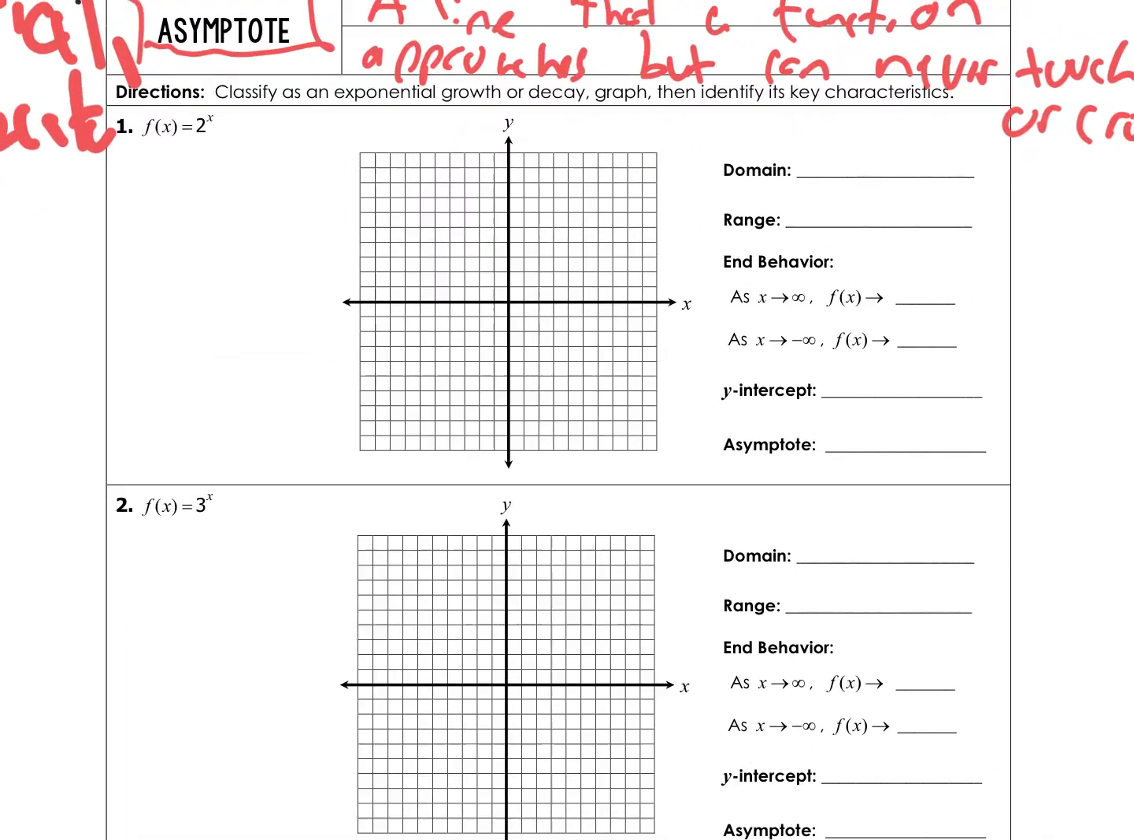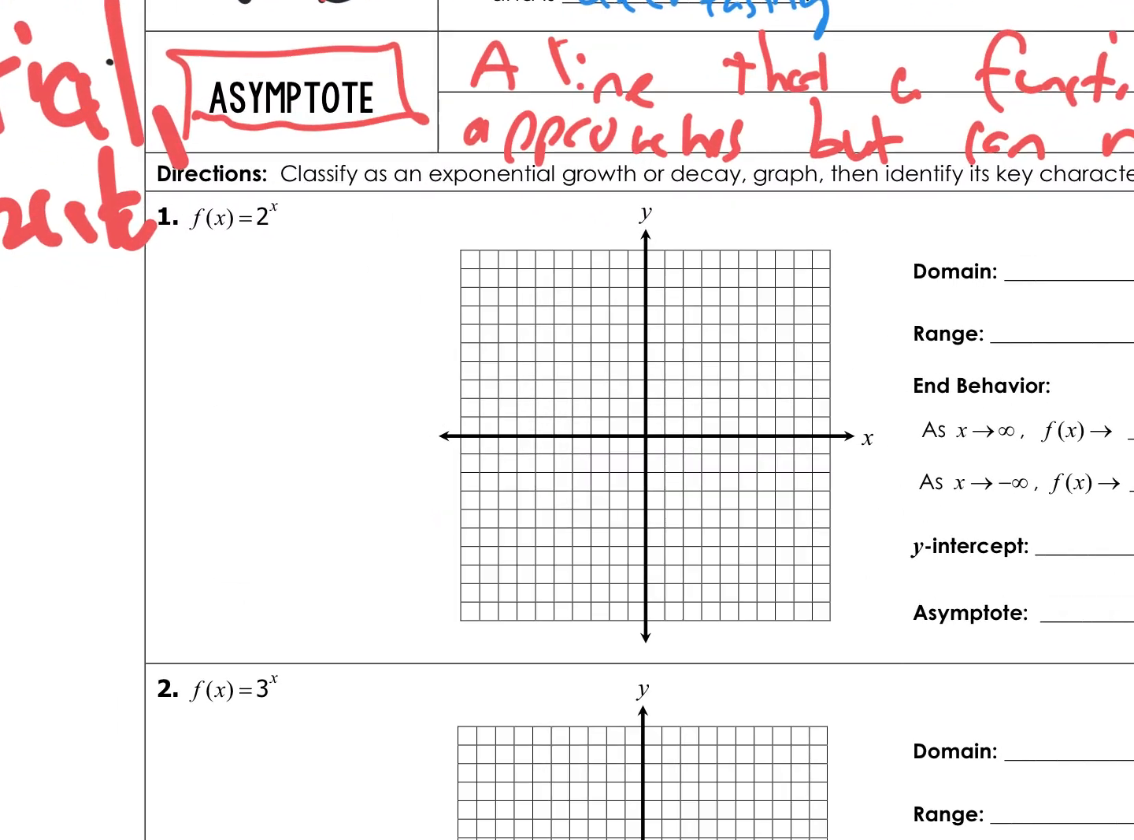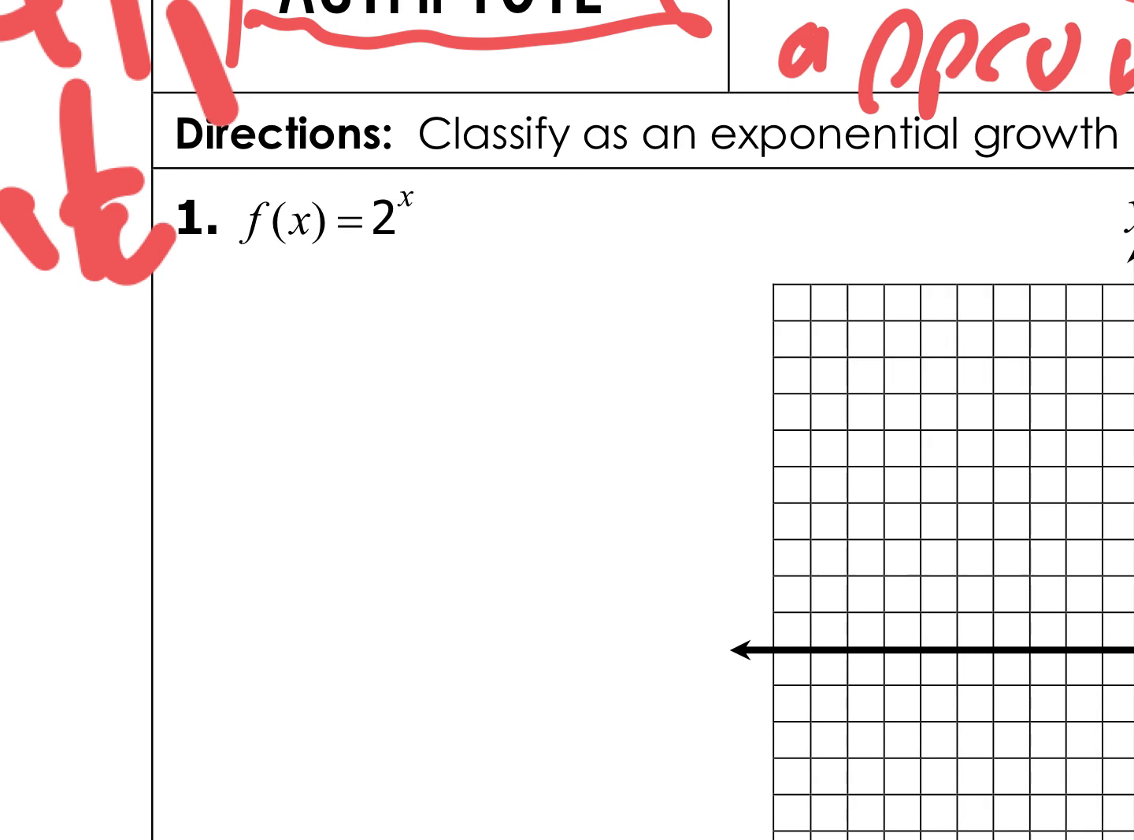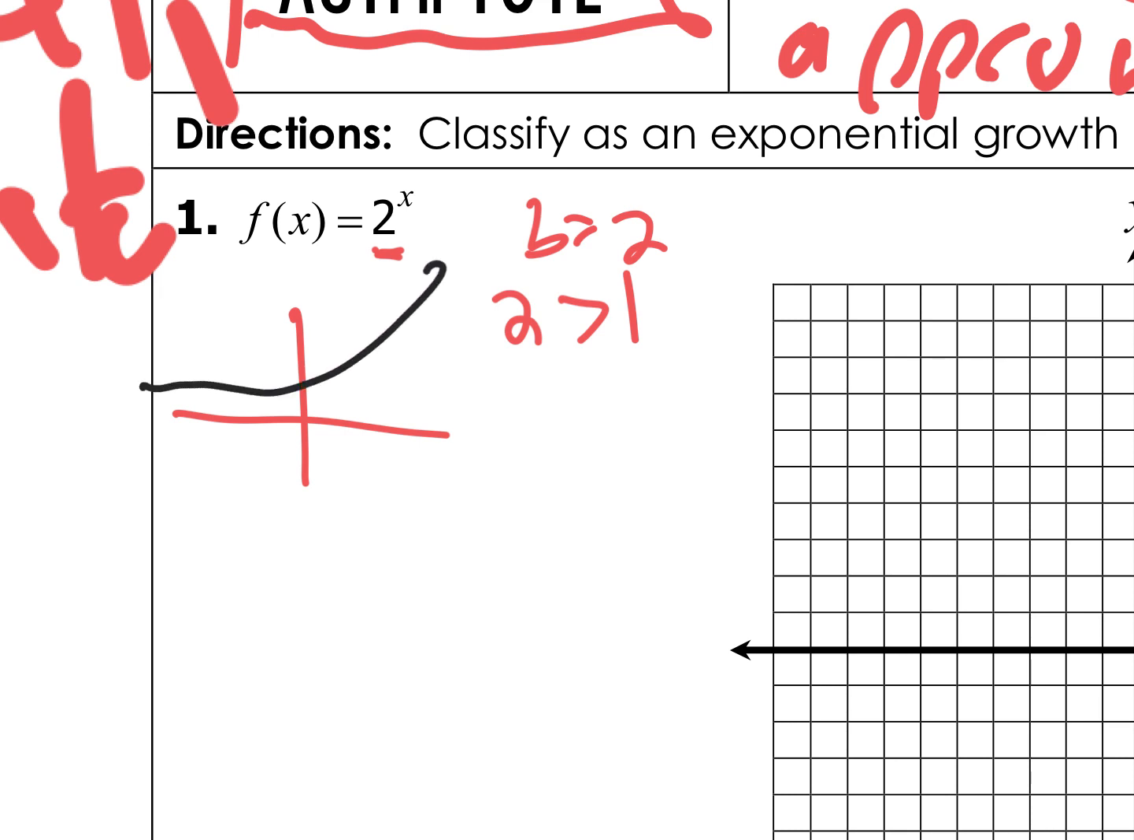Since we're going to start graphing now, feel free to pick up your calculator and graph y equals 2 to the x. I want you to verify that it's a growth. How do I know it's a growth? It has a 2, so b is equal to 2, and 2 is greater than 1. So it should be a growth. It should look something like that.